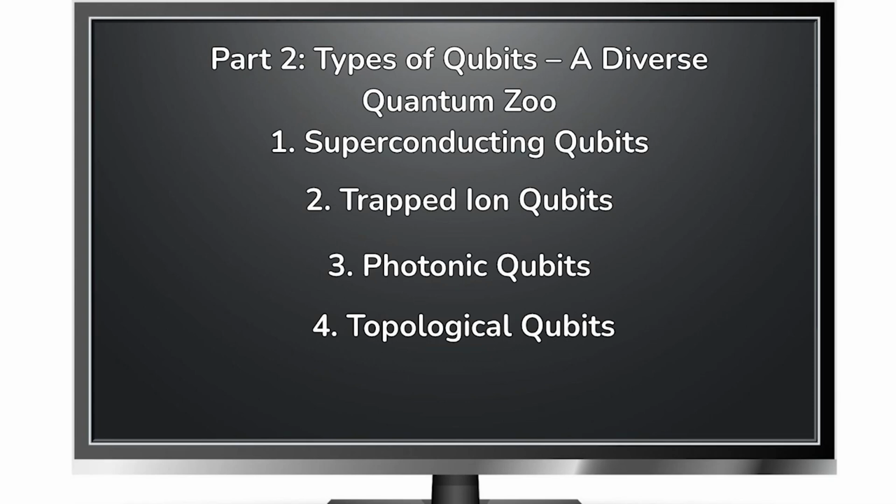Pros: In theory, they could be extremely robust and resistant to errors. Cons: They're still not proven in practice. No one has fully demonstrated a working topological qubit yet.